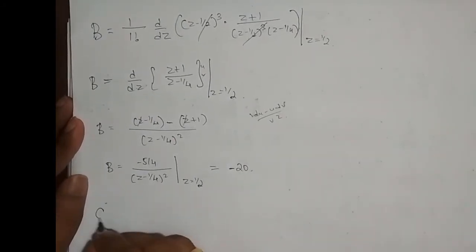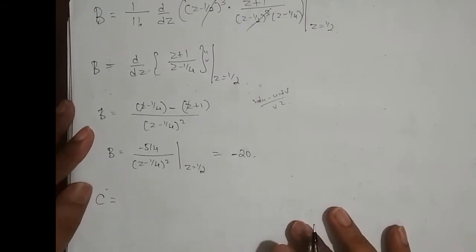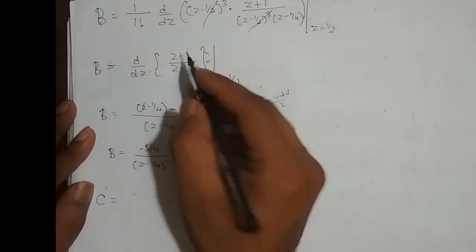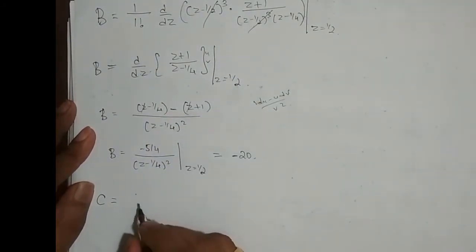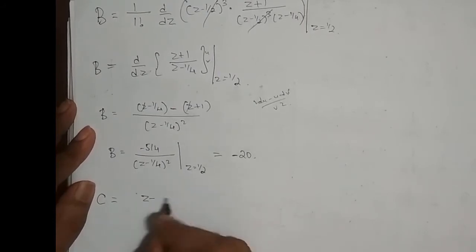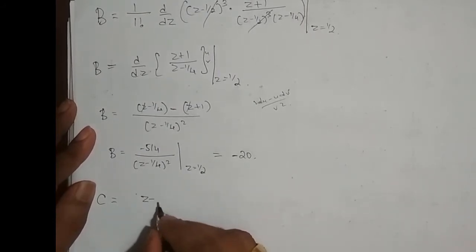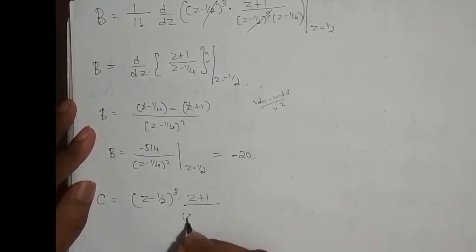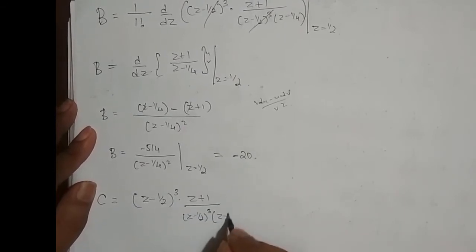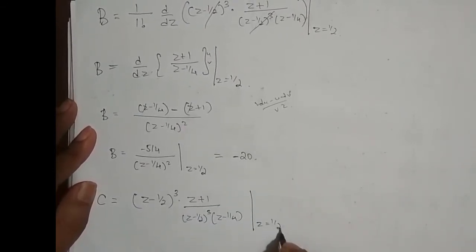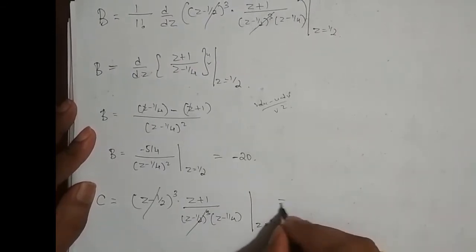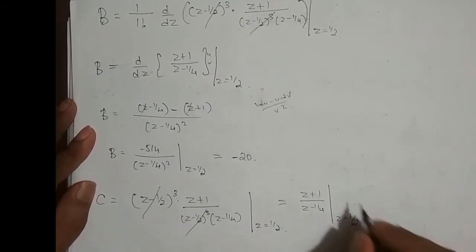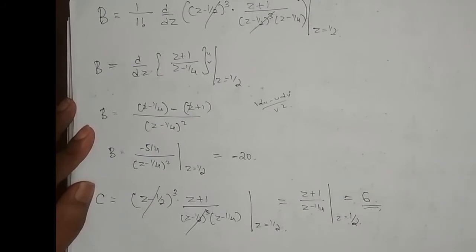Now c is equal to, what is the formula to find c? Formula to find c is what? 1 divided by 0 factorial, which is 1. So d by dz of order 0, in the sense I don't have to differentiate it. So I end up with what? (Z minus 1 by 2) whole cube into x of z by z, which was (z plus 1) divided by (z minus 1 by 2) whole cube into (z minus 1 by 4), at z is equal to 1 by 2, right? And these two cancel out. So I end up with (z plus 1) divided by (z minus 1 by 4) at z is equal to 1 by 2. So this ends up with 6. Okay, just check it once.